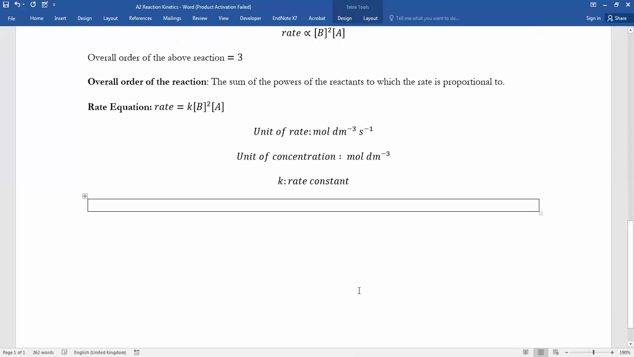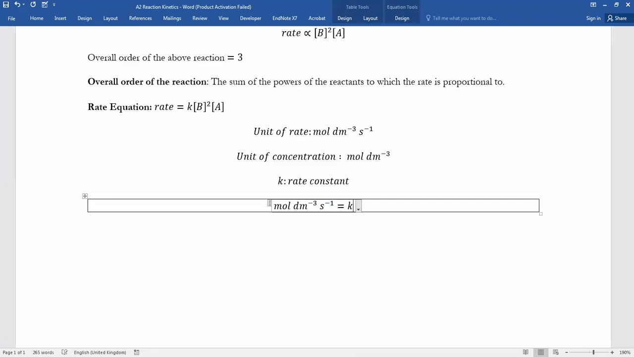Then mole^-2 dm^-12... How did you figure it out? Let's see. Now I'm just writing the unit. You must have done it in AS physics as well. I rearranged it, very good. Let's look at it again. This is the unit for rate.